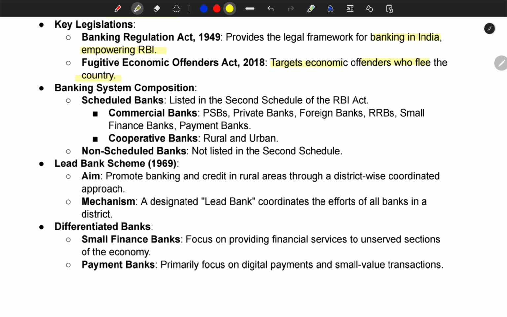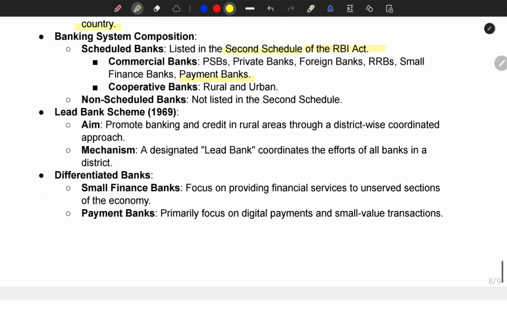Banking system composition. Scheduled banks are listed in the second schedule of the RBI Act: commercial banks, PSBs, private banks, foreign banks, RRBs, small finance banks, payment banks, cooperative banks, rural and urban. Non-scheduled banks are not listed in the second schedule.